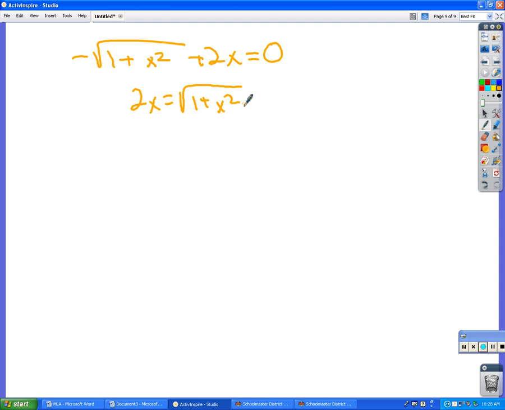Then square both sides, so 4x squared equals 1 plus x squared. 3x squared equals 1.